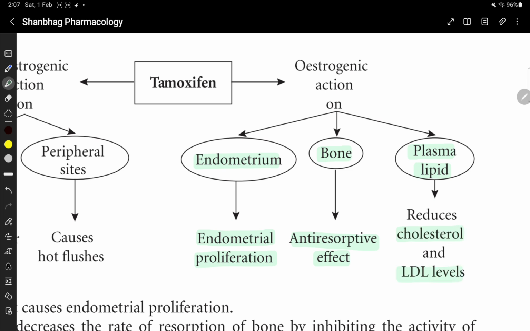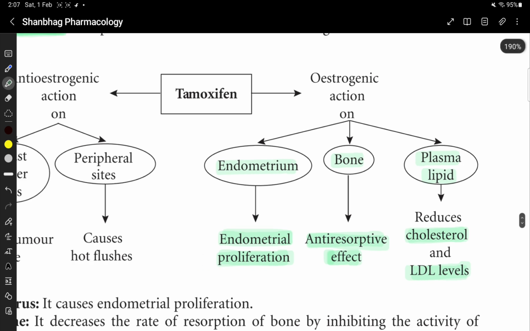Estrogenic action on bone means anti-resorptive effect. Estrogen has anti-resorptive effect on the bone. In plasma lipid, it decreases the cholesterol and LDL levels, and it causes endometrial proliferation, endometrial hyperplasia.